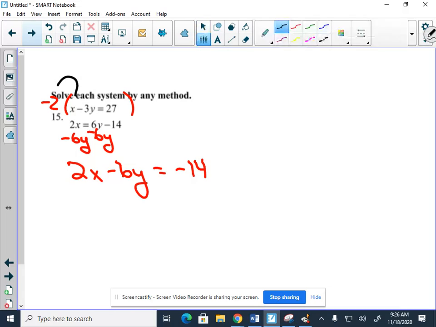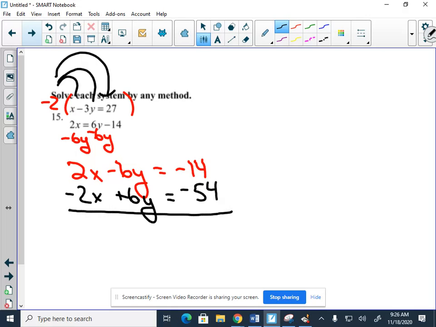So, negative 2 times x gets me negative 2x. Negative 2 times negative 3y gets me plus 6y. Negative 2 times 27 gets me negative 54. 2x minus 2x, those eliminate. 6y and negative 6y eliminate. So this whole side becomes 0. Over here we get negative 68. 0 doesn't equal negative 68. So this is another one that has no solution.